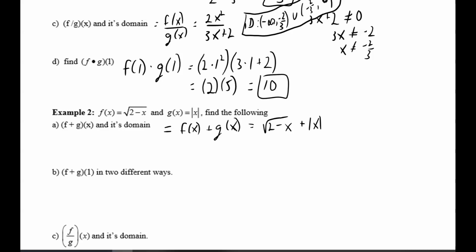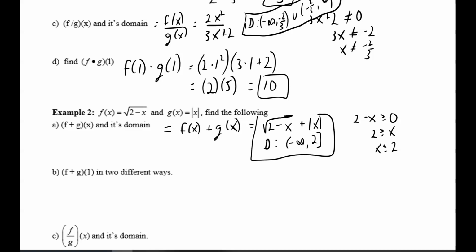There's the function. And as far as the domain of the function, let's make sure that we consider that radical. So we know that 2 minus x must be greater than or equal to 0. Add x to both sides, and we get 2 is greater than or equal to x. In other words, x is less than or equal to 2, just to write that the other way. So the domain of this would be negative infinity up to 2, including 2. There's the function and its domain.